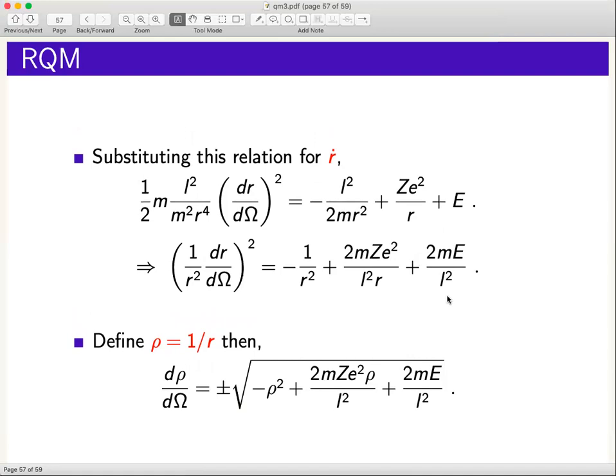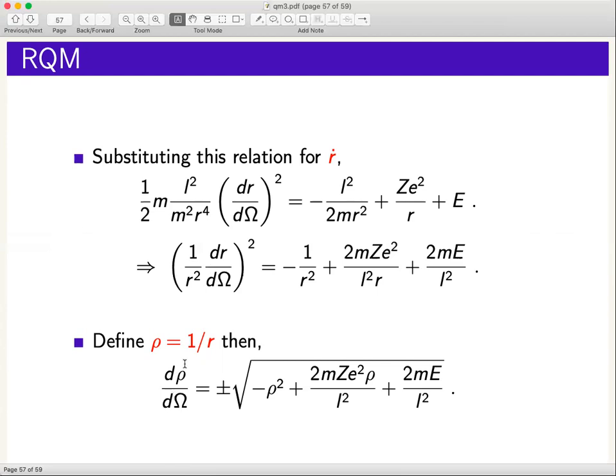Now let's do a change of variables. Instead of using r, let's use rho, where rho is 1 by r. The advantage of using rho is that the left hand side becomes simple. If you take d rho by d omega, that is the same as 1 over r squared dr by d omega, up to a sign. But since the left hand side is squared, that sign is not that important. So we can write this term inside the parenthesis just as d rho by d omega.